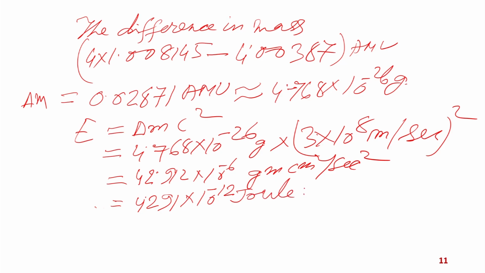Okay. This I can write in joule, which I can convert into electron volt. So, 1 electron volt is equal to 1.6 into 10 to the power minus 19 joule. So, I can convert it into electron volt, and I can show this is equal to 26.72 mega electron volt.